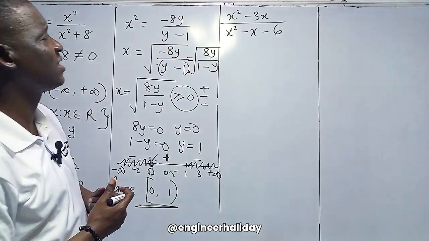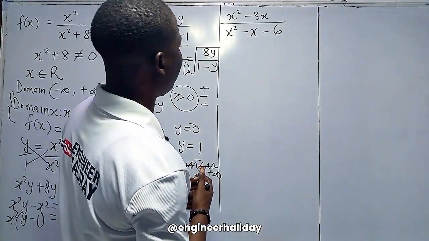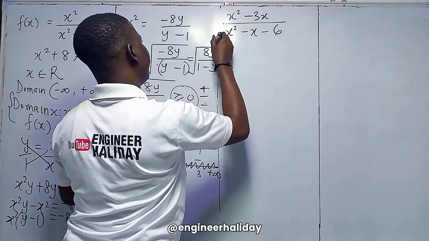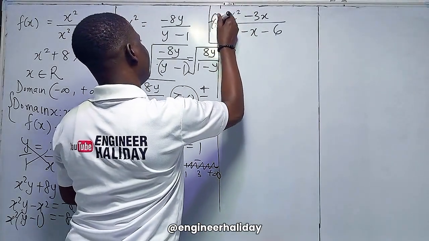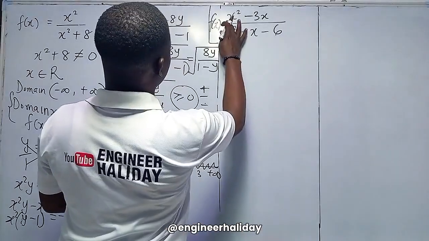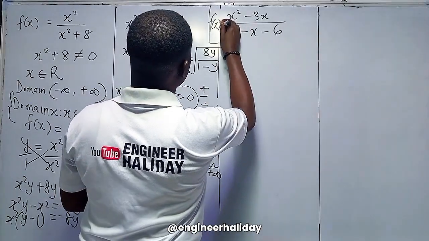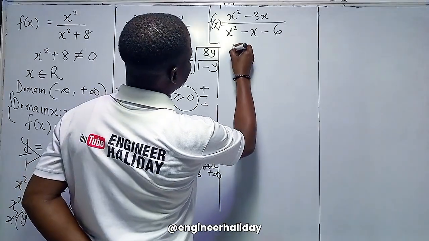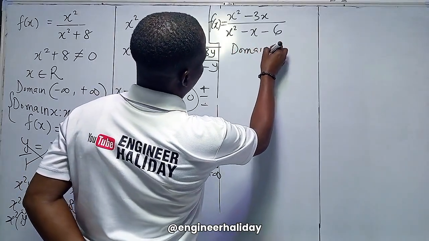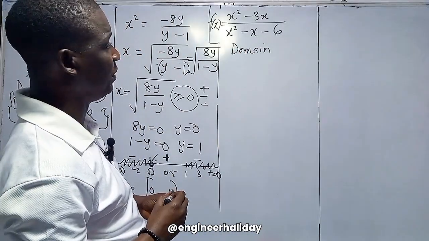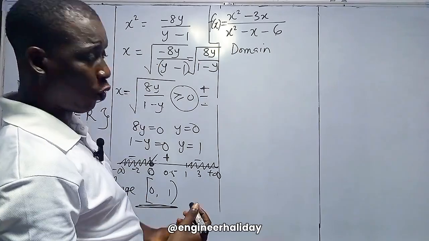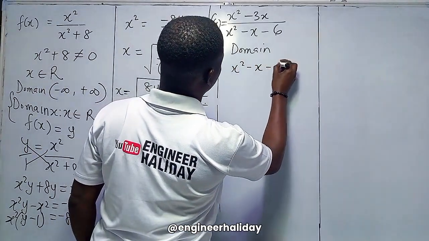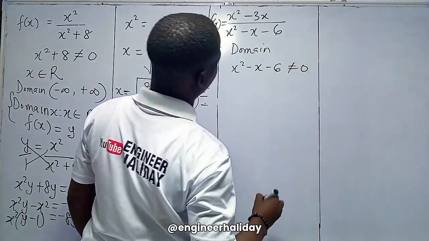Now, this one says x squared minus 3x divided by x squared minus x minus 6. Now, what we're going to do is find the domain first. What do we do about finding the domain? The same thing we have been doing for all rational functions we've seen so far. Just say x squared minus x minus 6 must not be equal to 0.